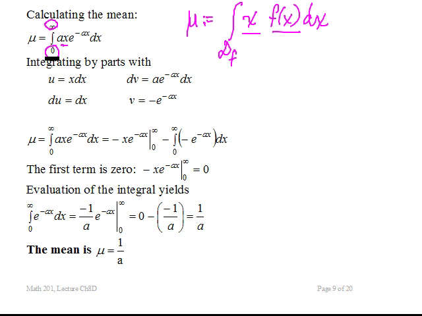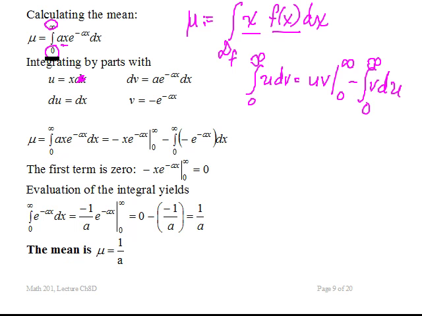To carry out this integration, we need to use integration by parts. Here are the substitutions that I'll use. What I'm looking at is the integral of u dv from 0 to infinity. This is going to be u times v evaluated from 0 to infinity minus the integral from 0 to infinity of v du. So I need to select u and dv. For u, I'll let u be x, and dv is a e to the minus ax dx. Differentiating u, du equals dx. Integrating dv, I get v equals minus e to the minus ax.